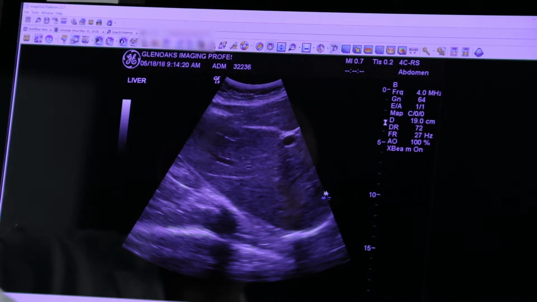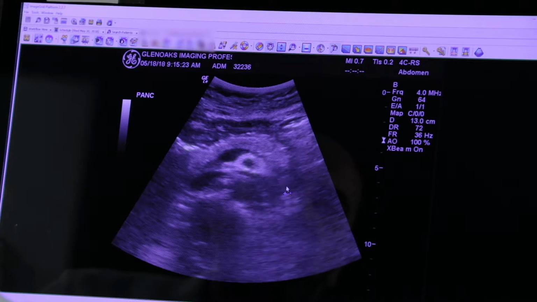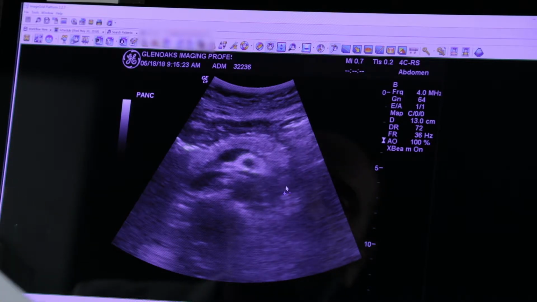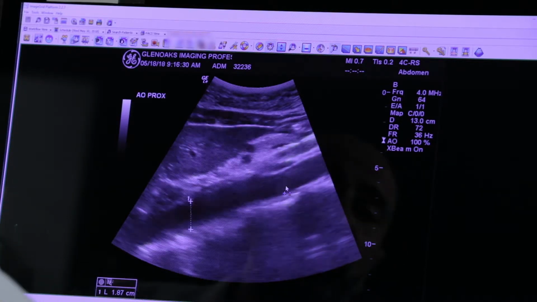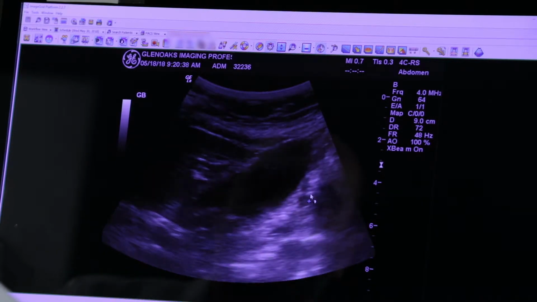Right here in this picture, we see the liver and pancreas in this shot. Whenever we see this dark area, a lot of patients see it and it raises questions, but that's the gallbladder.